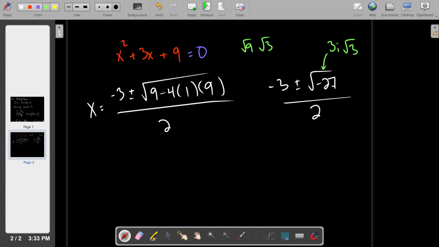You still with me? And then I would Dorito this down. So I'd have negative 3 plus or minus 3i root 3 over 2. And when I Dorito those three numbers in there, never mind. I can't Dorito them because they can't all be divided by anything.